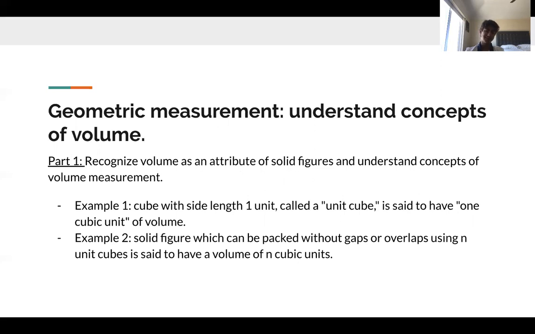Okay, now the second example here says I have a solid figure and it has to be packed without gaps or overlaps using n unit cubes, and then it has a volume of n cubic units. While not exactly an example, what this is telling us is that there is a cube. It has no gaps, nothing whatsoever, so that we have an exact number. And this n is just basically a variable that would represent a real number in a legitimate problem. Okay. So that second thing is just something for you to keep in mind when you're solving these.